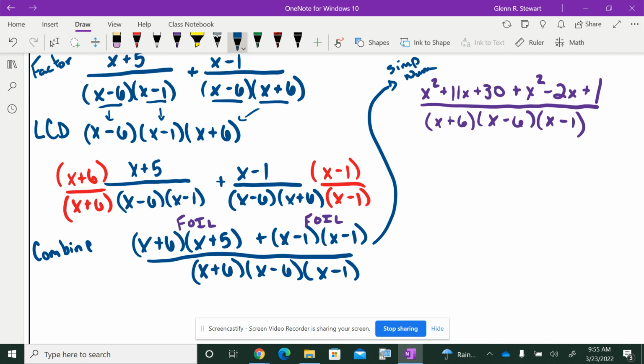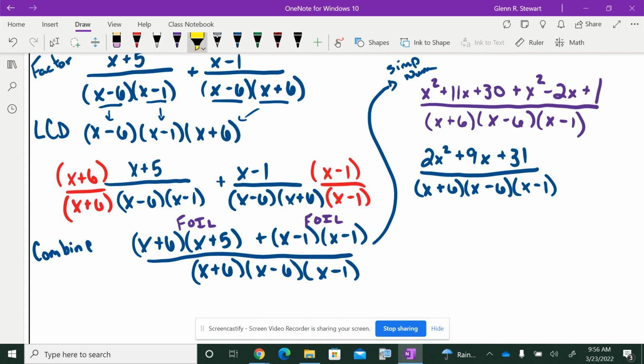And then I'm going to simplify the numerator a little bit more. I've got an x squared and an x squared I'm adding. So I've got 2x squared plus 9x plus 31 over x plus 6 times x minus 6 times x minus 1. Now, is there anything that's going to multiply to give me 2 and multiply to give me 31 that's going to add to give me 9? No. So I'm done. I can't simplify that top part, and then that's my final answer.